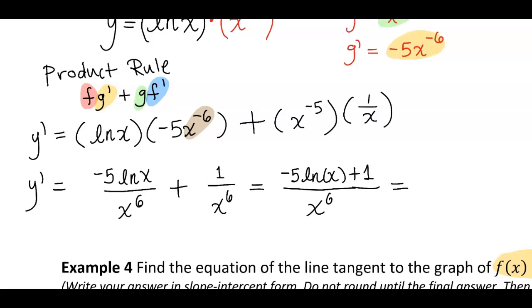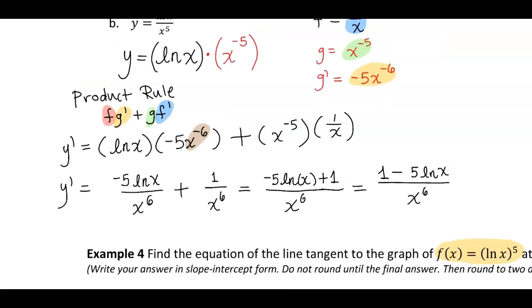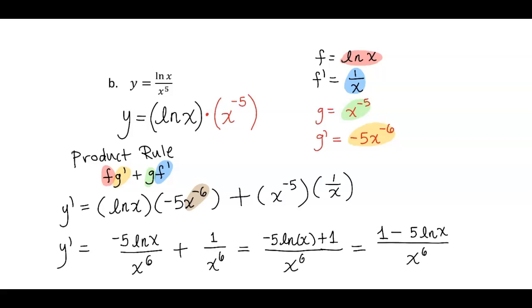Or you can switch the order and have 1 minus 5 natural log of x over x to the 6th power. I like the second one better because I don't have to put parentheses around my argument of x. I can just write it as ln x, okay? But that's it. That's how you will do that problem. I will stop this video here and we'll come back with example 4 soon.